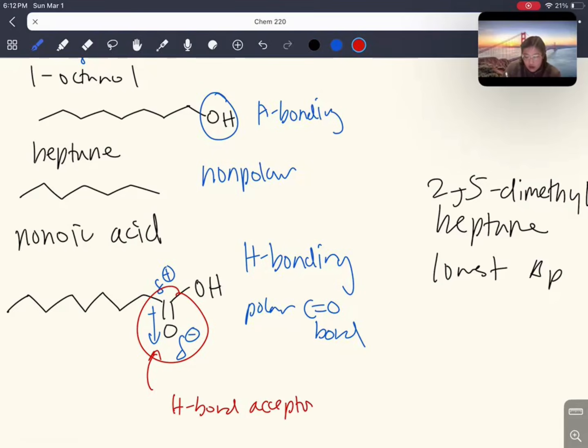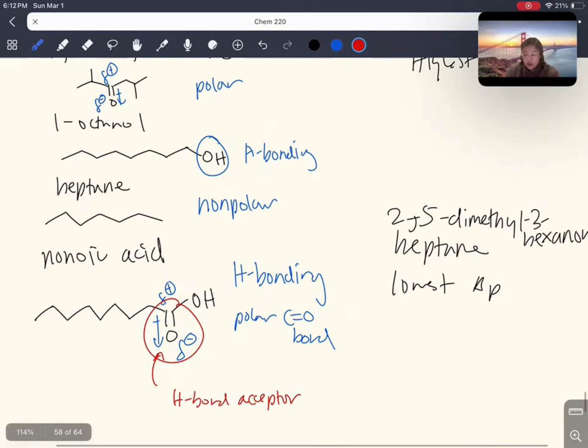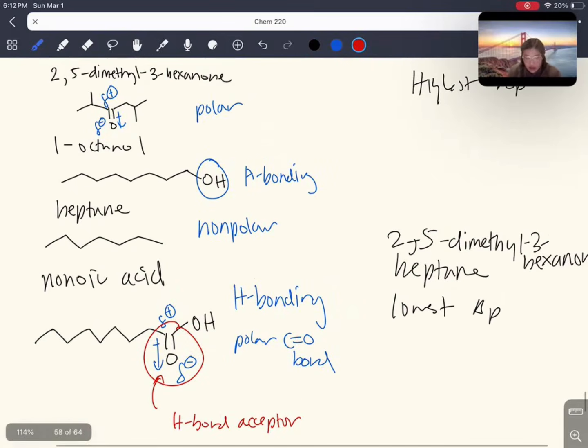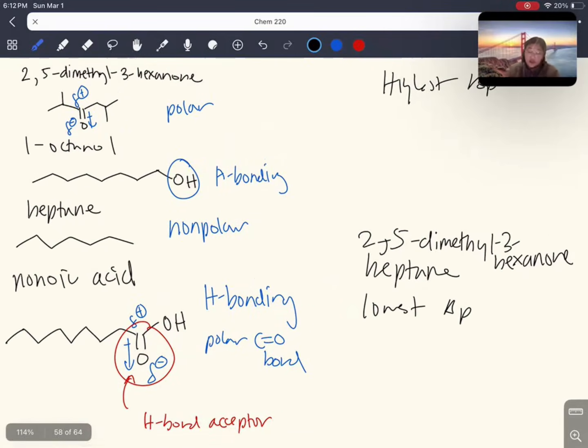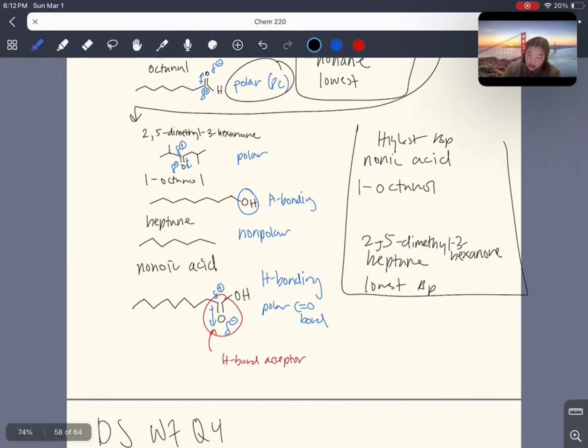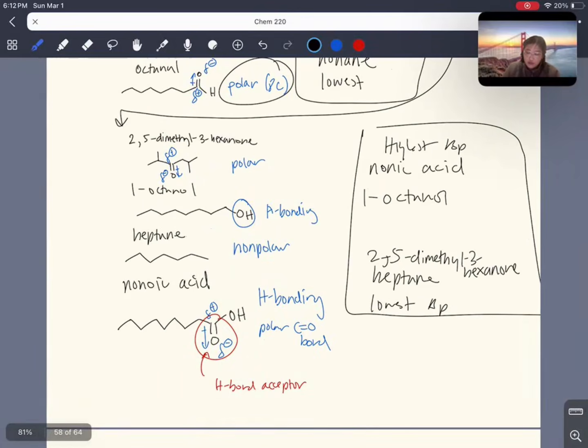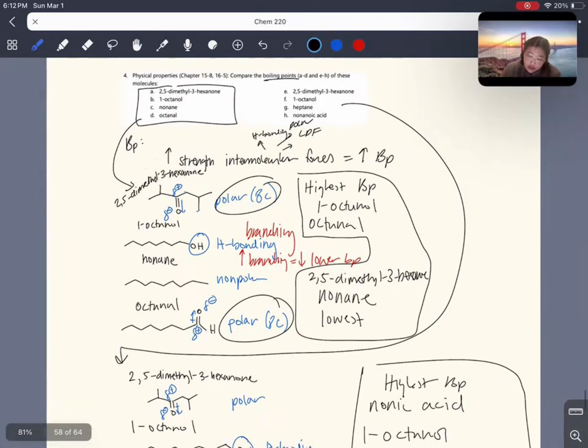Meaning that when you have a bunch of these molecules together, this carbonyl oxygen can also accept H bonds too, not only the OH group over there. So it has another site, and it's also overall more polar because of that C=O bond. Therefore it would have the strongest intermolecular forces, making it have the highest boiling point. So nonanoic acid would be the highest, and then the second highest would be 1-octanol. And so that would be your ranking for letters E through H, from highest boiling point to lowest boiling point.